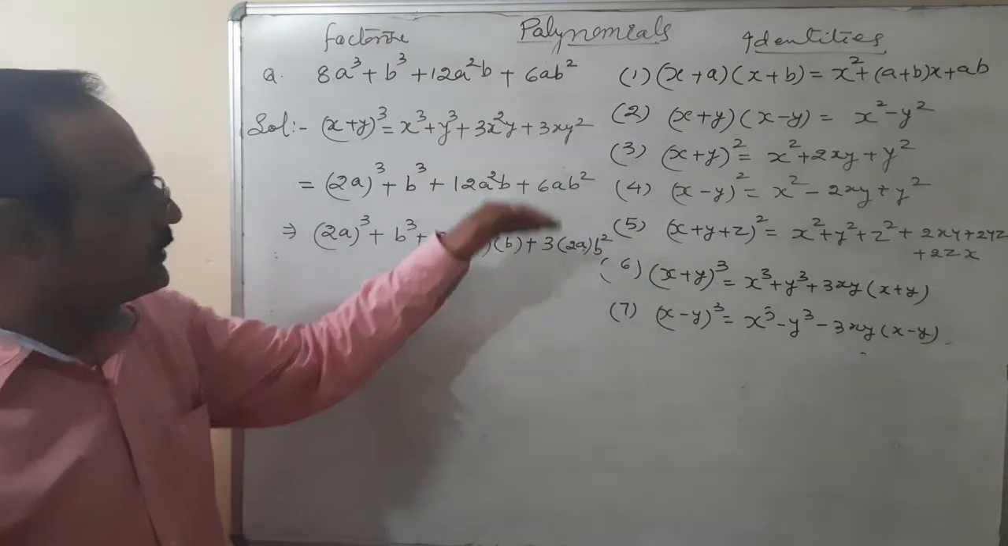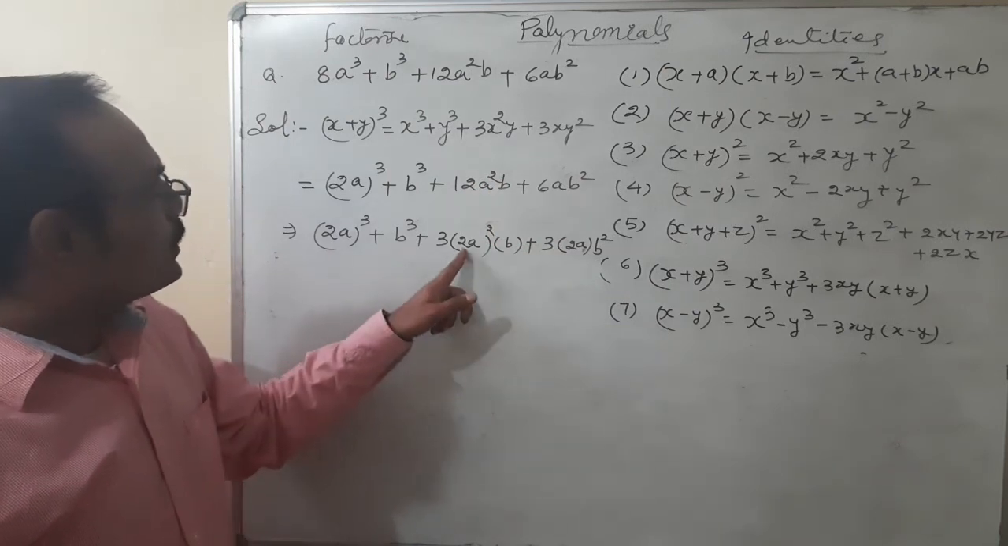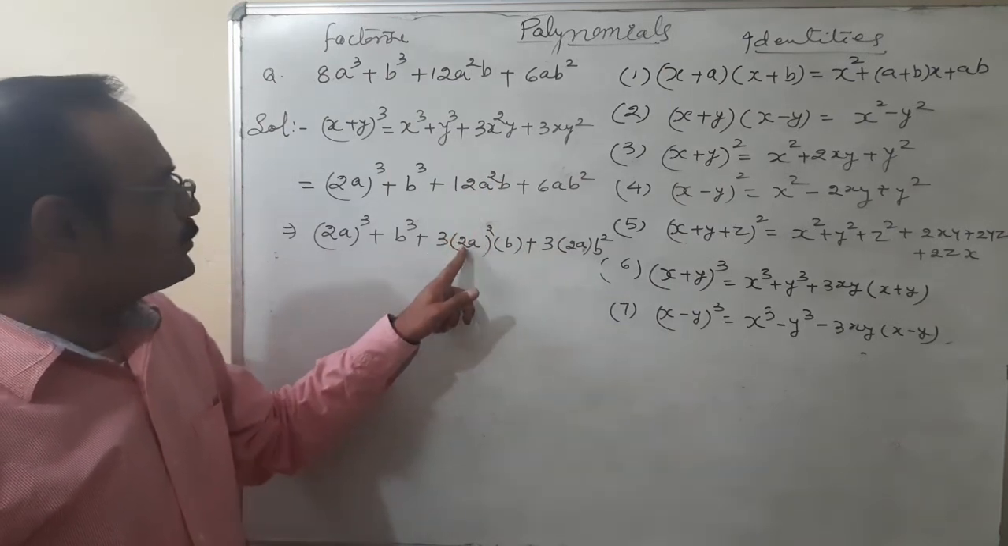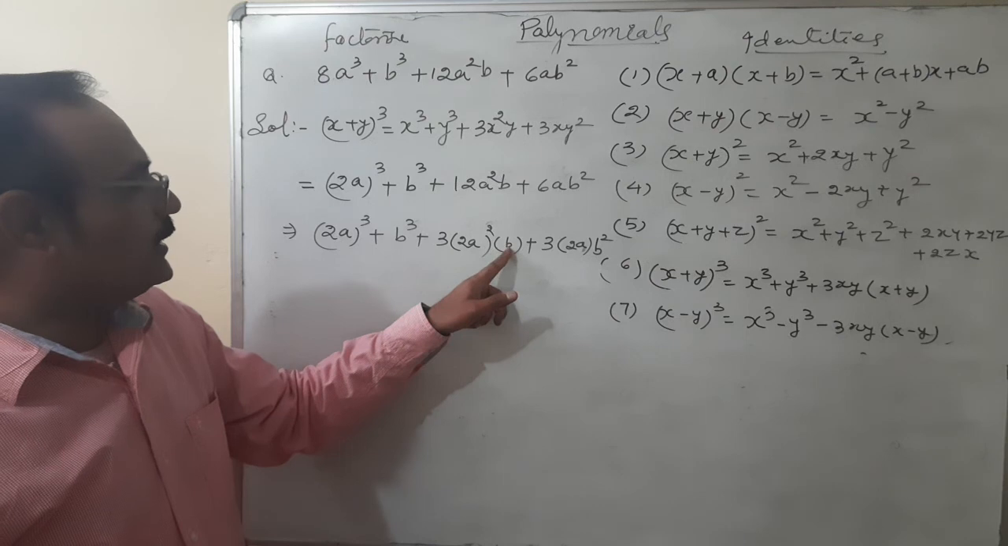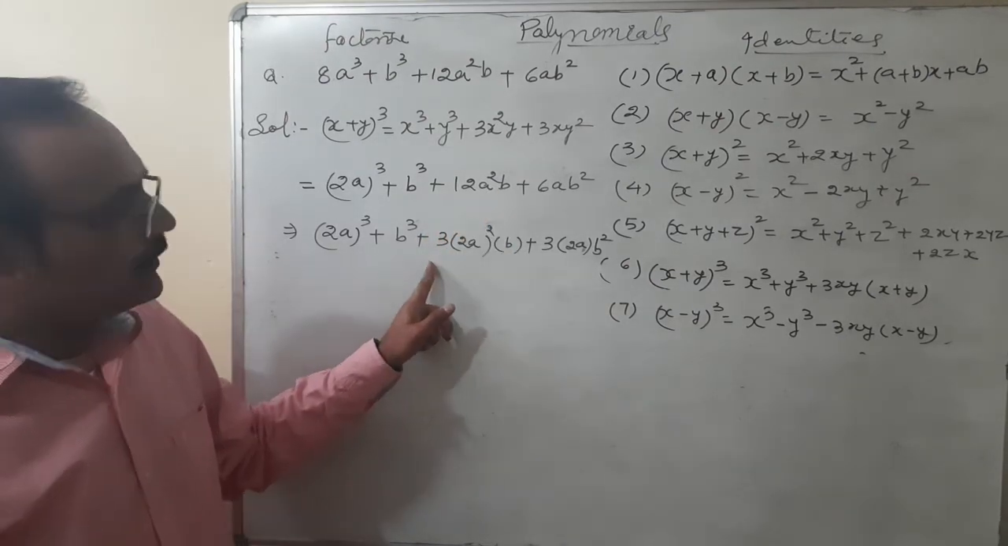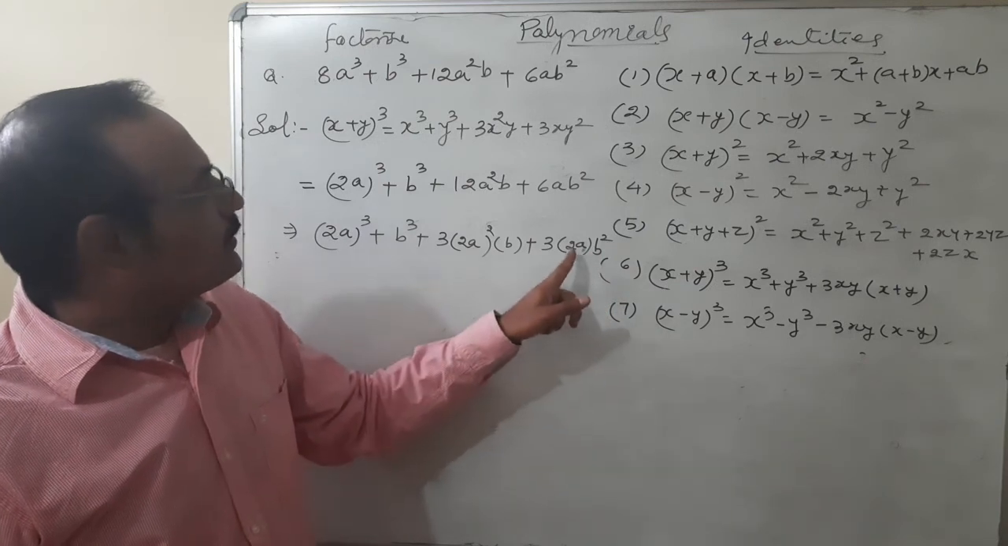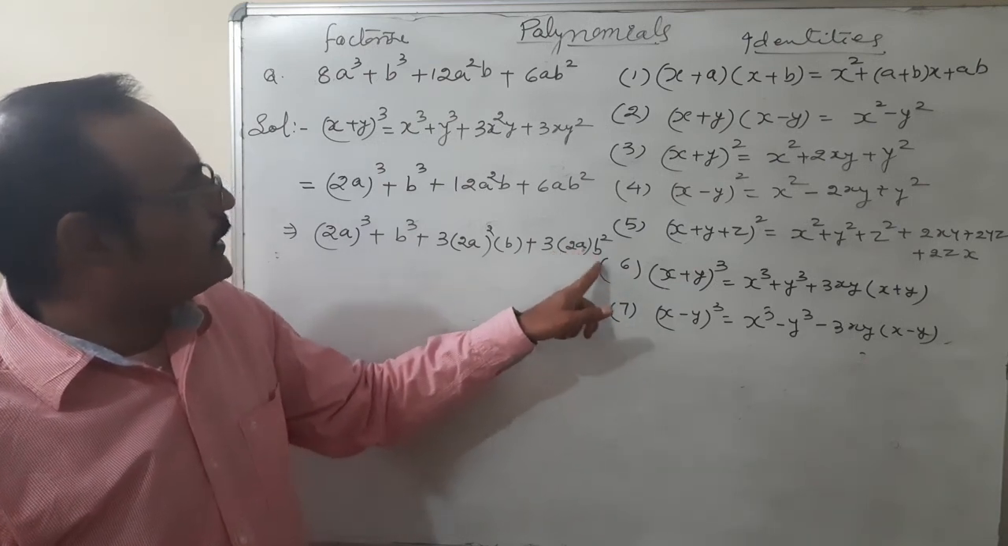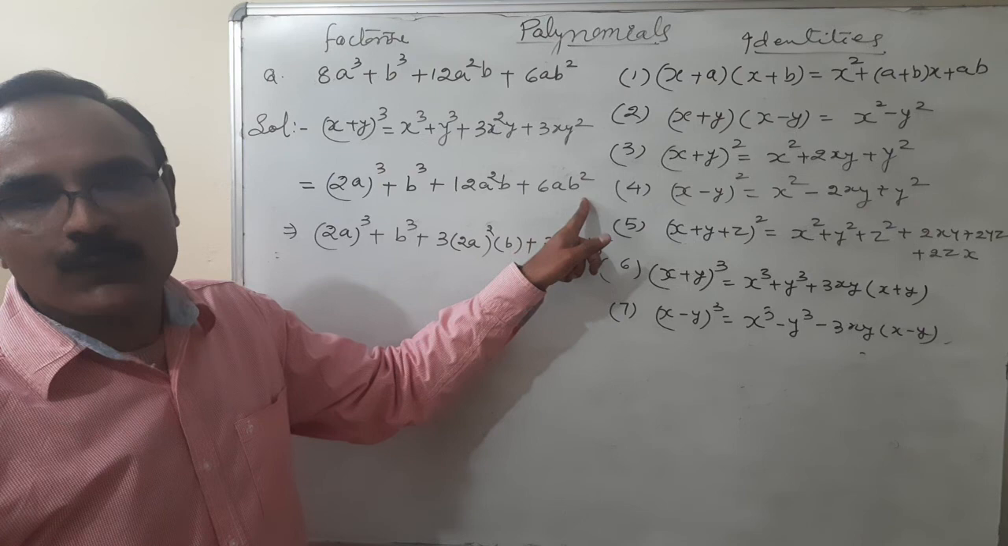Now let us check whether the terms are correct or not. (2a) whole square becomes 4a square, times b, times 3 is 12a square b with plus sign. Now let us check this one: 2 times 3 is 6ab square.